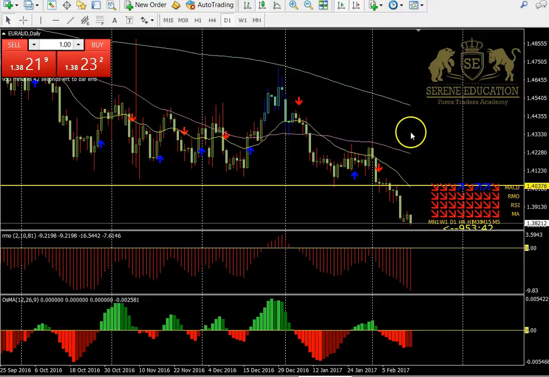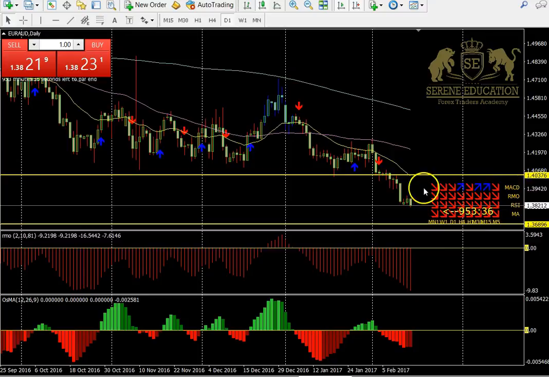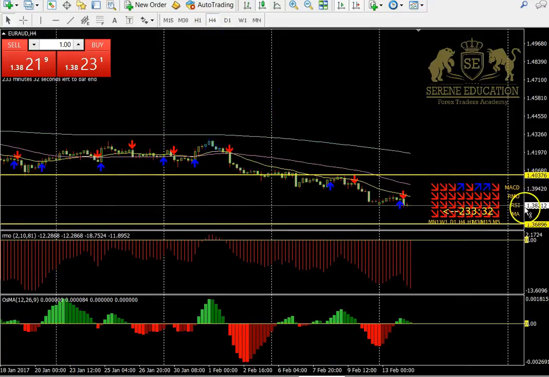Price again is below the 3 moving averages. They're in numerical order, they're nicely spread out. All we're looking for is some momentum coming through on this pair. So what I'm going to do is drop down now onto that 4-hourly time frame.